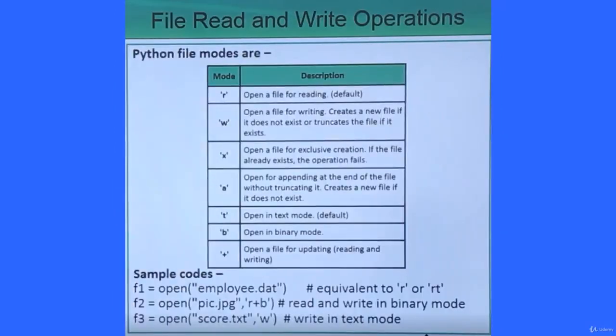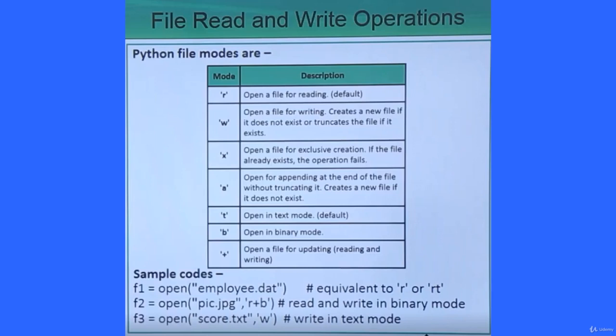So these are the Python file modes. The first one is R, open a file for reading, which is the default. If you don't mention R, it will open in R mode, that is read mode. W opens a file for writing; it creates a new file if it does not exist, or truncates the file if it exists. Next is X, open a file for exclusive creation. If the file already exists, the operation fails. So that is the X mode.